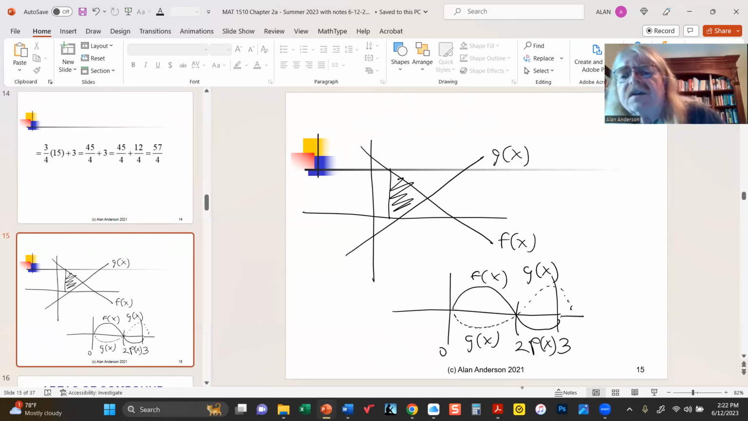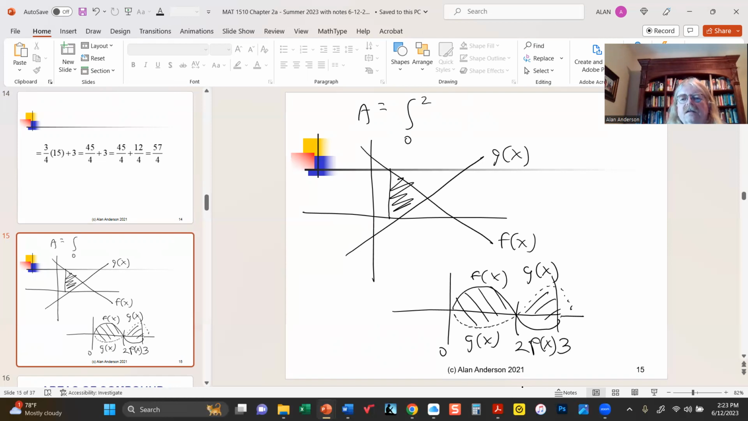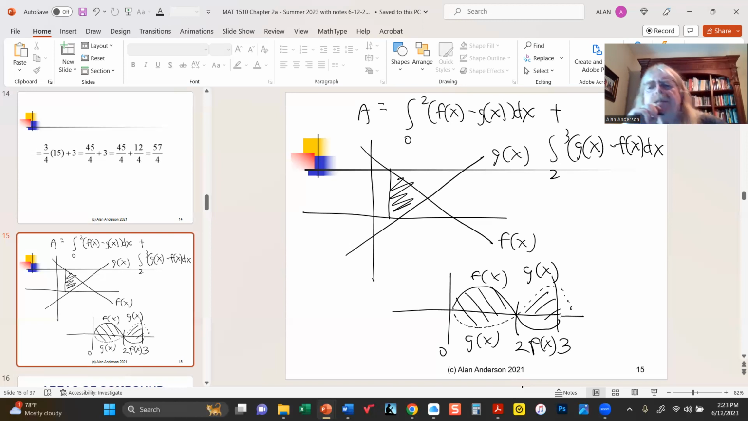Well, what we're going to do is essentially the same thing, except we're going to calculate this area and then this area and add them up. So in effect, what we're going to do is integrate from 0 to 2, f of x minus g of x. And then we'll add to that from 2 to 3, g of x minus f of x. So it's only a bit more messy.